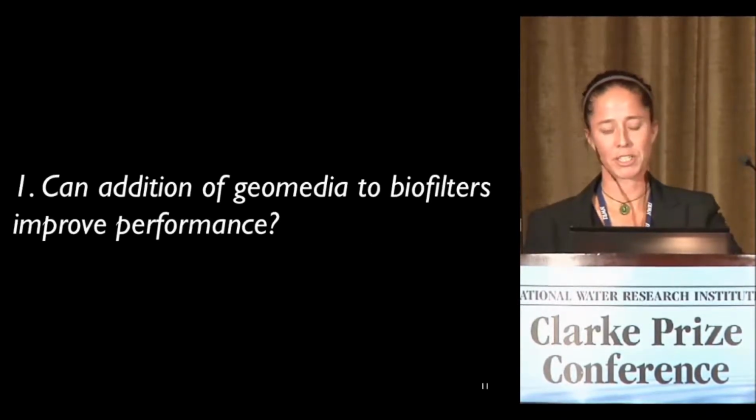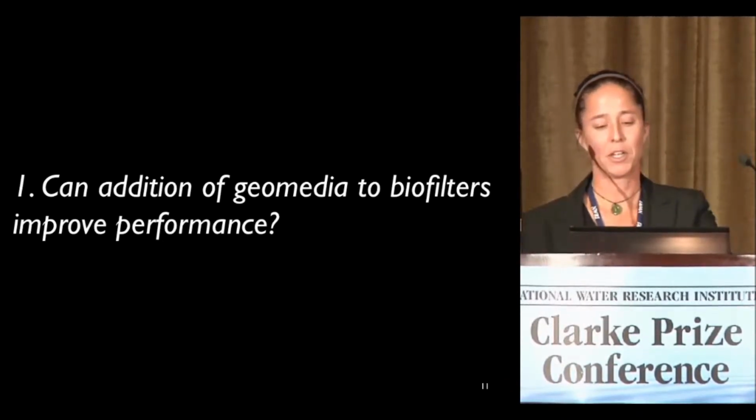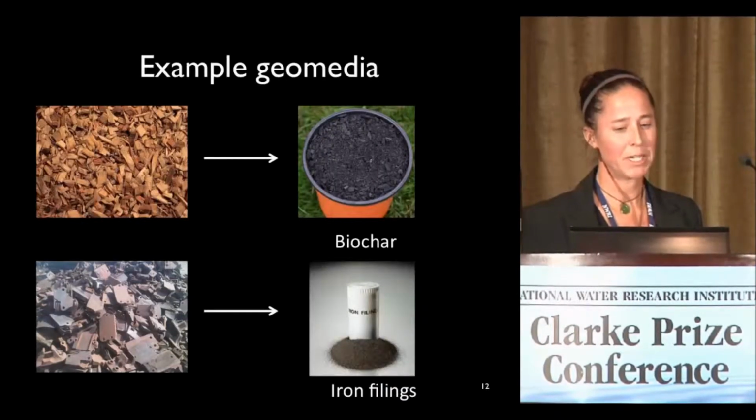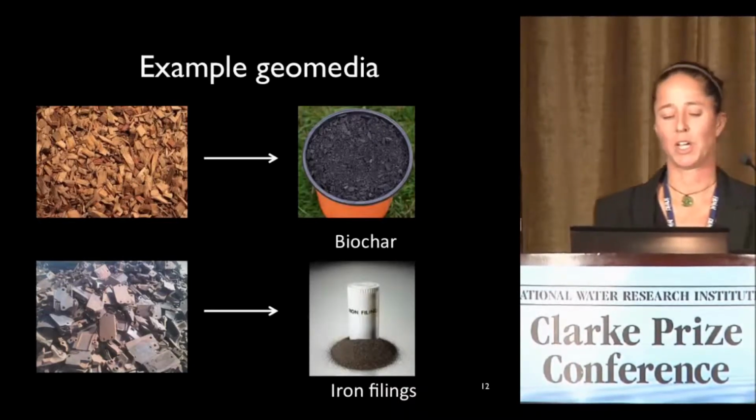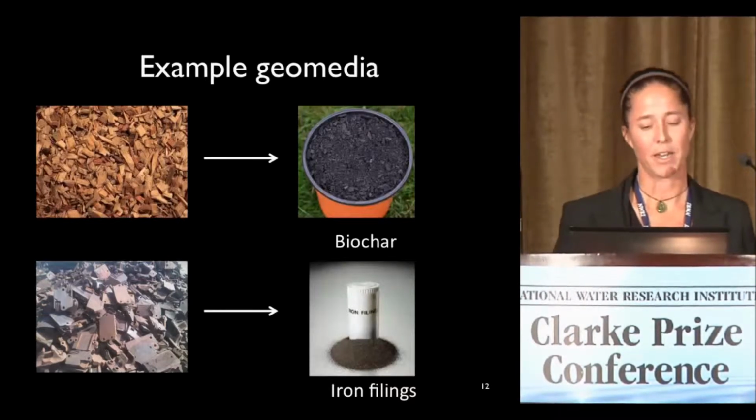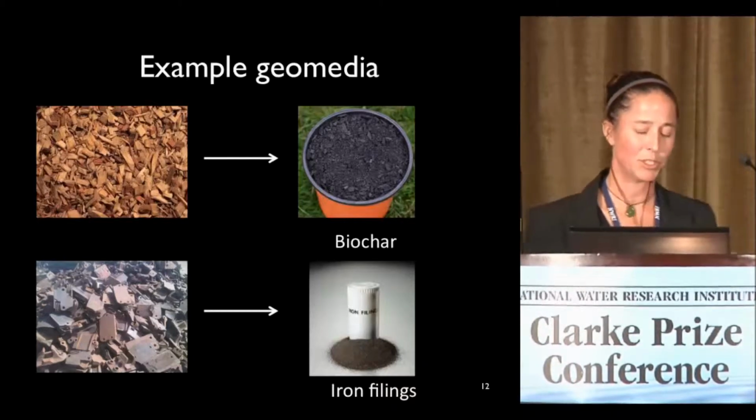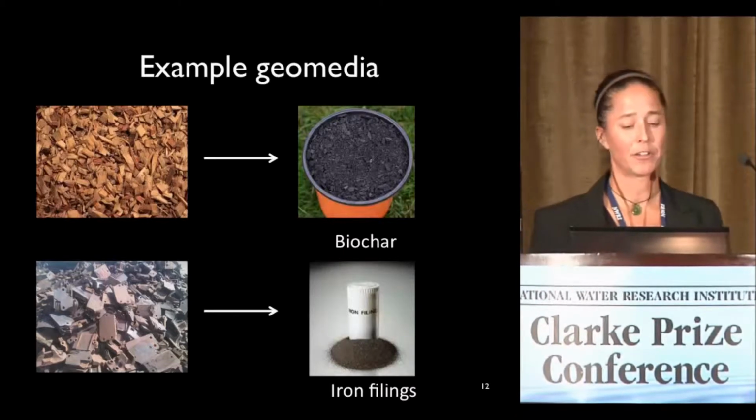So the first question, can addition of geomedia to biofilters improve their performance? We looked at different geomedia, and I have a list in the next slide, but the geomedia we use basically consists of biochar, which takes a product like wood and it undergoes pyrolysis at a high temperature, different temperatures, but under anaerobic conditions. And then iron, and in particular iron filings.